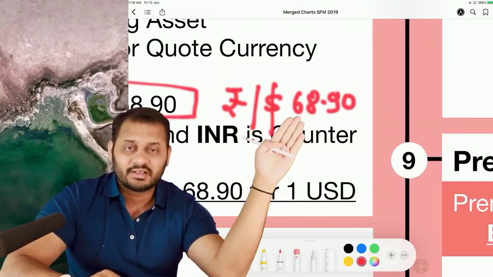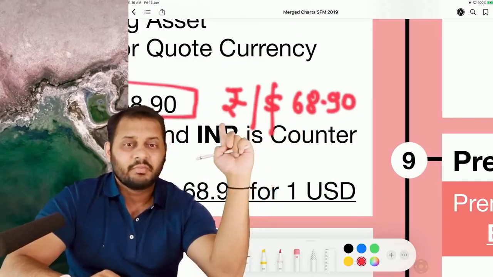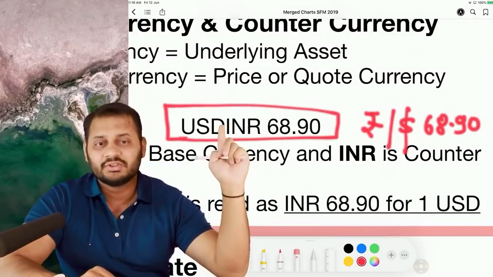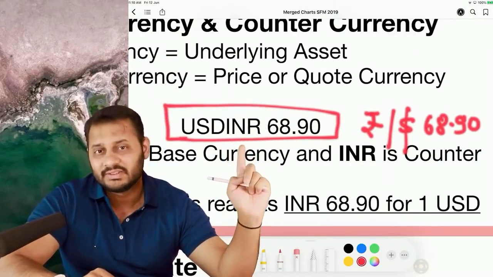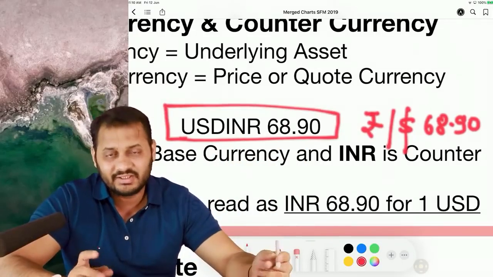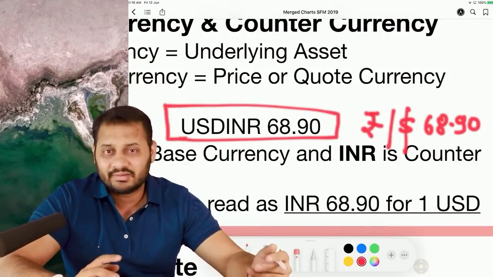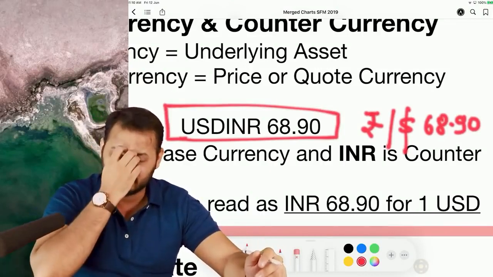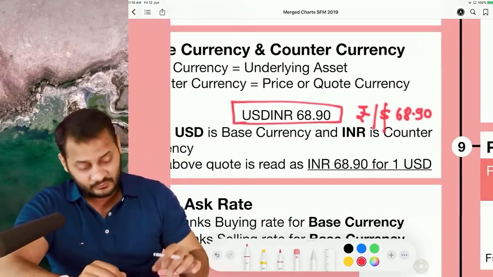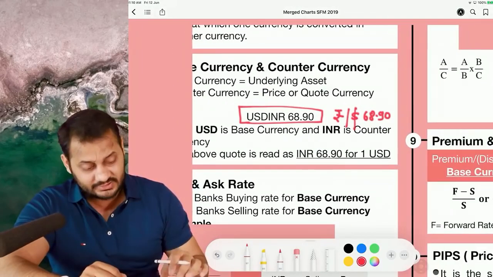So what is the currency of 68.90? Price currency, which is rupees here. There is no difference in both the codes. It has one and the same meaning. It will be used in the same manner in every question. It's just the way it is presented. So you understood about the price currency and base currency.